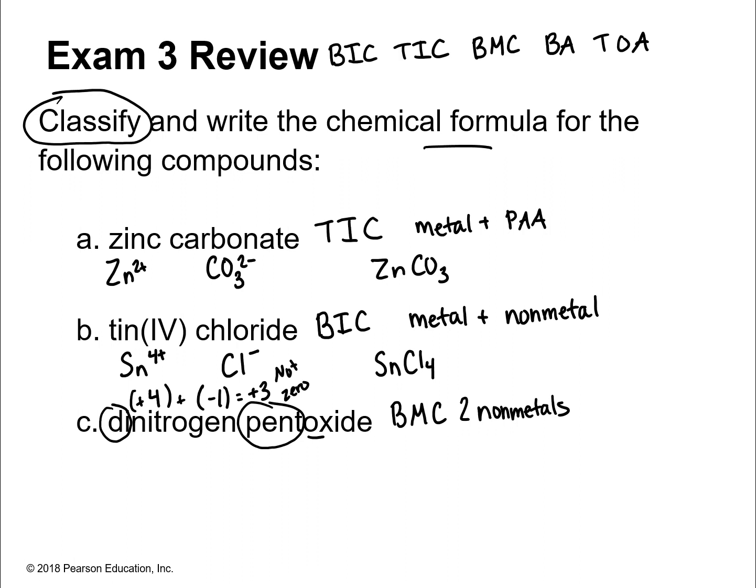Dinitrogen pentoxide, probably the easiest one to do. Tells you that you've got nitrogen first. Di means 2. Pentoxide, the ox comes from oxygen. So that's our second element. Pent comes from that prefix box, and that means 5. Questions here?